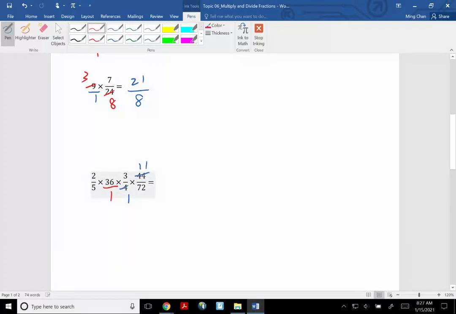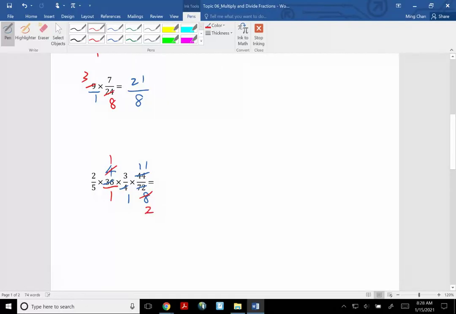So I'm going to use 9. 9 goes into 36, and 9 goes into 72. 9 goes into 36 4 times. 9 goes into 72 8 times. Oh, see, I just wrote 4 and 8, right? 4 and 8 can be reduced again, so I'm going to do that by 4. 4 goes into 4 one time, 4 goes into 8 2 times.